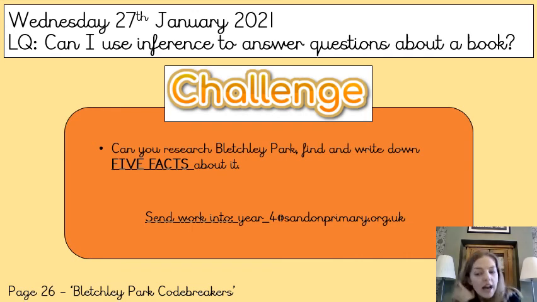Okay, your challenge for today is to research Bletchley Park to find and write down 5 different facts about it. Bletchley Park is now a museum that you can go and visit, and there is a website all about Bletchley Park. So if you go onto the Bletchley Park website and find 5 different facts, write them down in your green book and send them in along with your comprehension work to the Year 4 email address that's on the screen now.